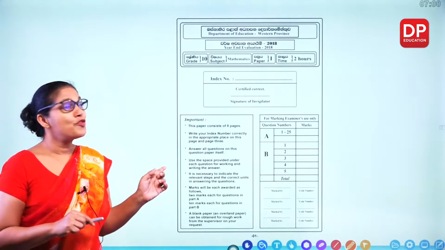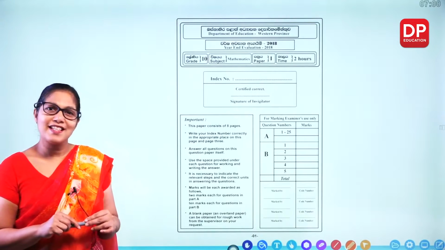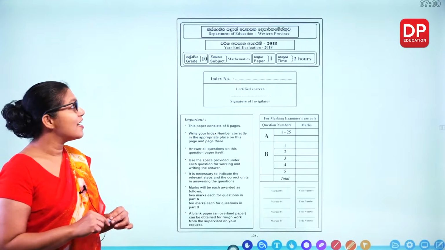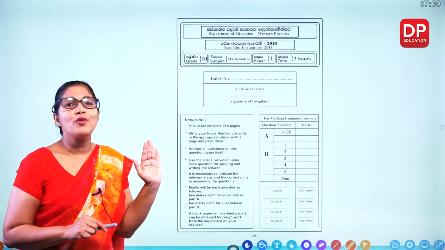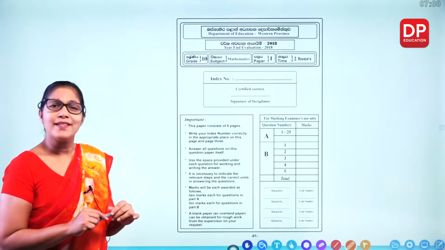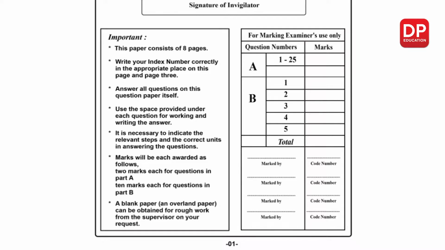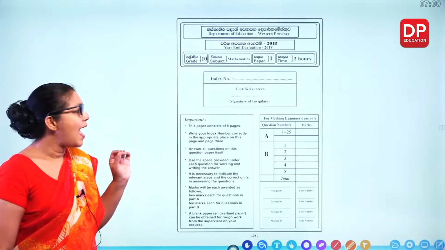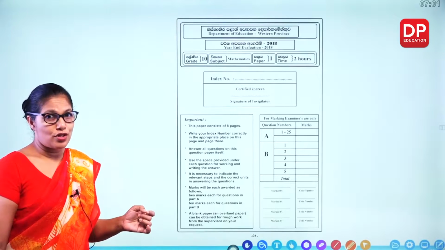So we thought of doing province papers. Today I am going to discuss the 2018 year-end evaluation, Western Province. This is paper 1, similar to your O-level exam paper structure. 2 hours, and you get 2 parts, part A and part B. Part A has 25 questions, and in part B you have to do 5 long questions.